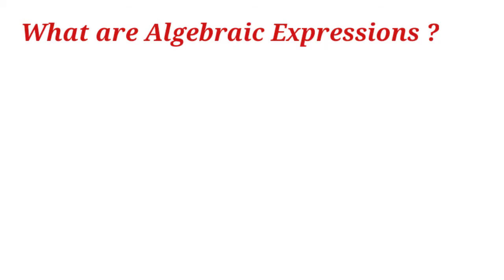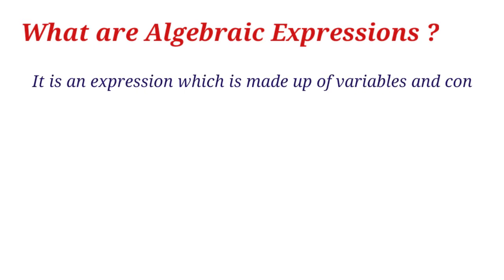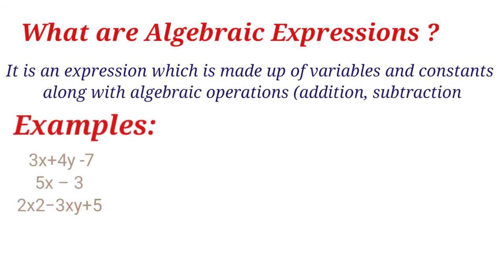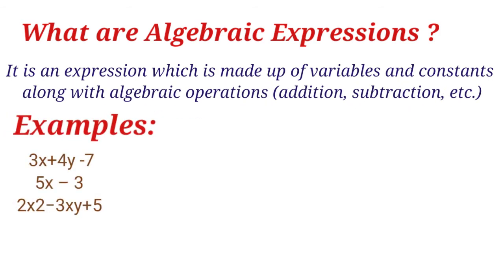In this chapter, we will learn what is an algebraic expression. It is an expression which is made up of variables and constants along with algebraic operations. So what are variables? x, y, z, these are the variables. What are constants? 3, 4, 5, 2, 7, these are the constants. When they join together, it makes an algebraic expression.